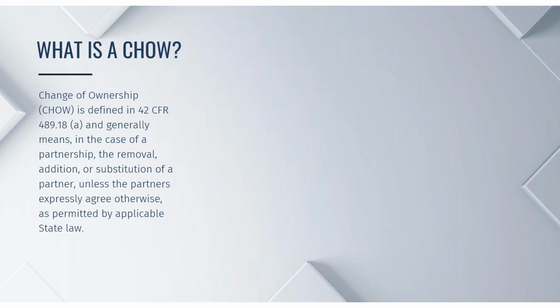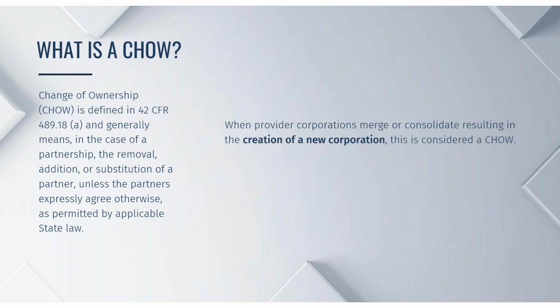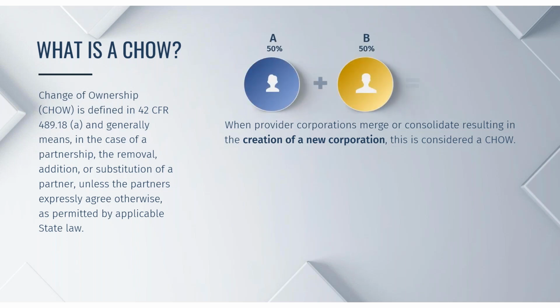When provider corporations merge or consolidate, resulting in the creation of a new corporation, this is considered a CHOW. For example, when provider A merges with provider B, they create a new corporation known as provider C. Another way to look at this is like when we mix yellow with blue to get a new color, green.